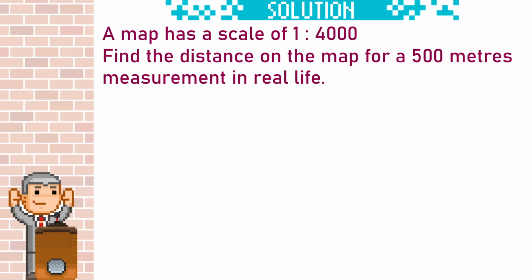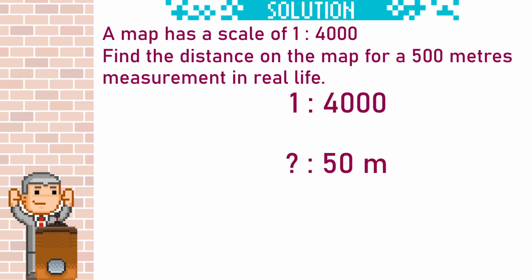In this question we have the distance in real life, so our right hand side will be 50 metres. It will be much easier to use centimetres, so times this by 100 to convert it into centimetres. We need to work out how to get from 4,000 on our scale to 50,000 in our measurement. So we divide 50,000 by 4,000 to give us 12.5. So we need to multiply the 4,000 by 12.5 to get to the 50,000.